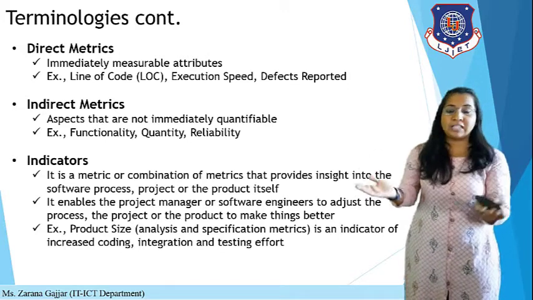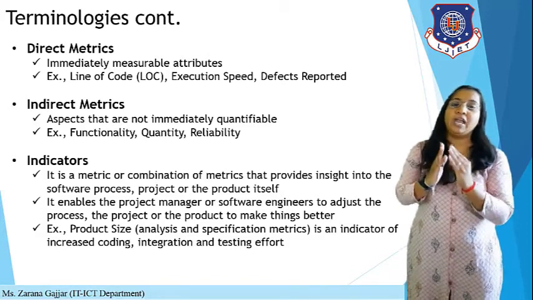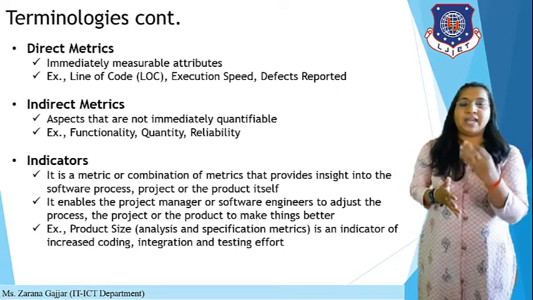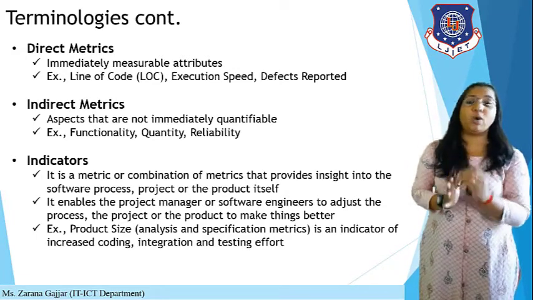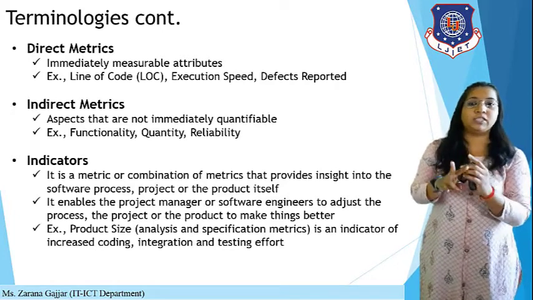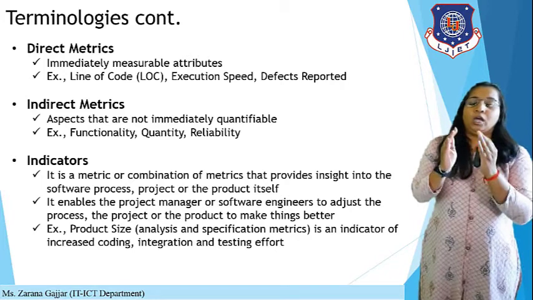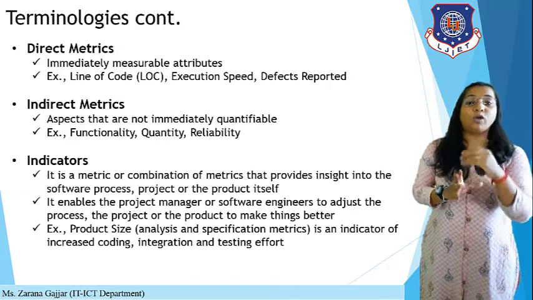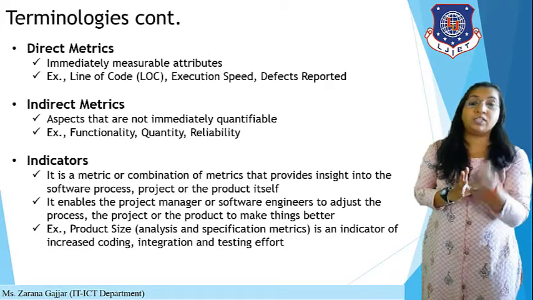If you are analyzing and managing all these things in a good way, then your software should be a great success. For example, product size is an analyzing and specification metric. So what is your actual product size that you are analyzing and specifying? Product size is an indicator of increasing coding, integration and testing effort. So if your product size is defined, then you can indicate the total overall cost, and the increase in your coding, maintenance and testing.